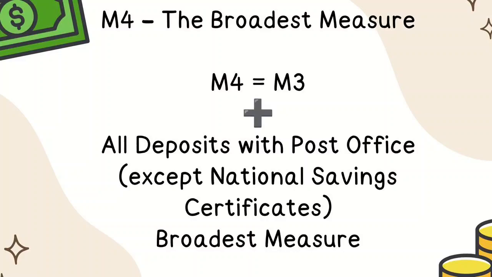Think of 4 school bags. Each new bag is bigger than the previous one. M1 is the smallest. M2 is bigger. M3 is even bigger. M4 is the biggest. That's exactly how these measures work. So don't confuse M2 and M4. M2 includes only savings deposits with post office. M4 includes all post office deposits except NSC. That one difference is extremely important.